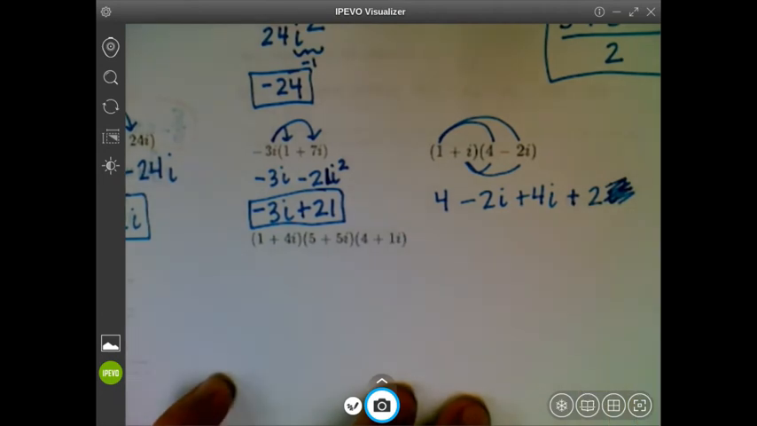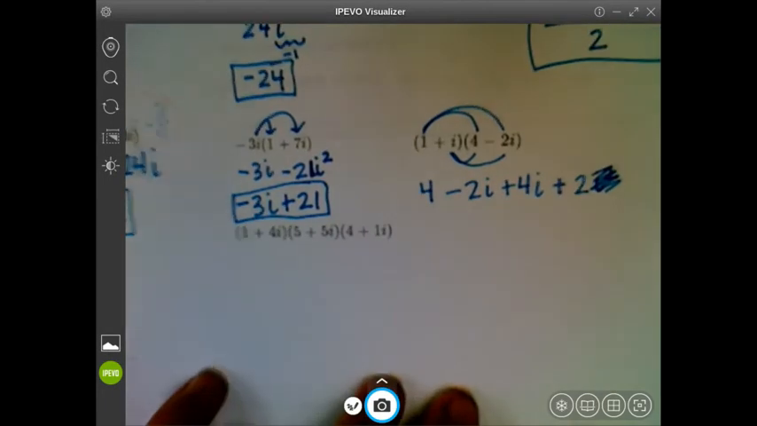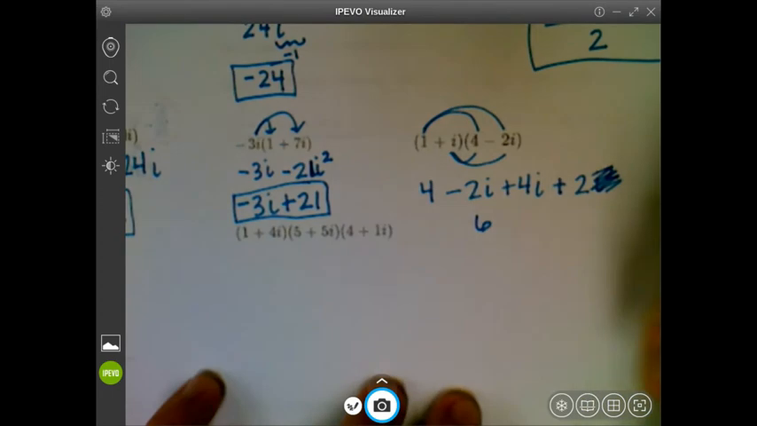So if right now you know that i squared is negative 1, you can go ahead and make that a plus 2 instead. You could also just write a plus 2 as you're writing that down. And then just combine like terms. So we'll have 6 plus 2i.